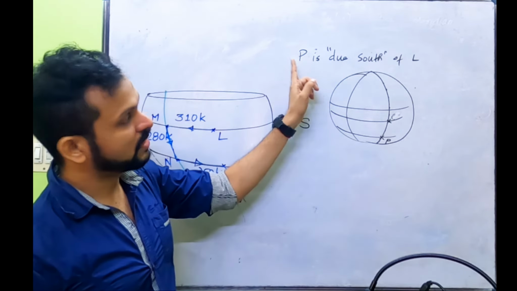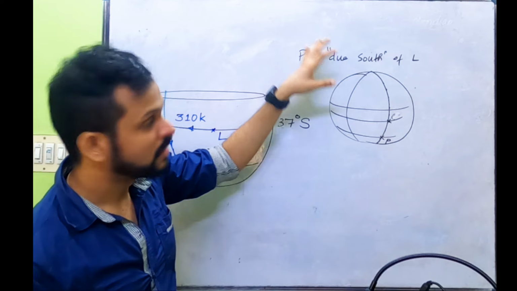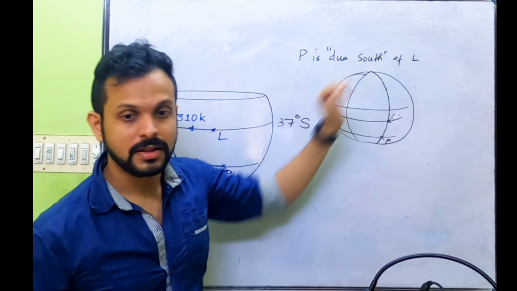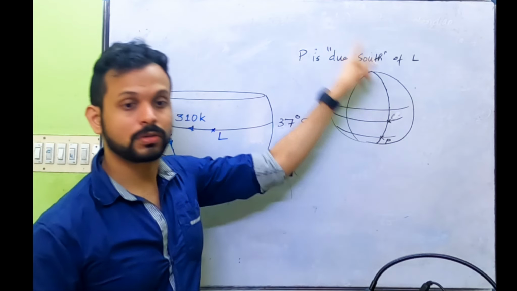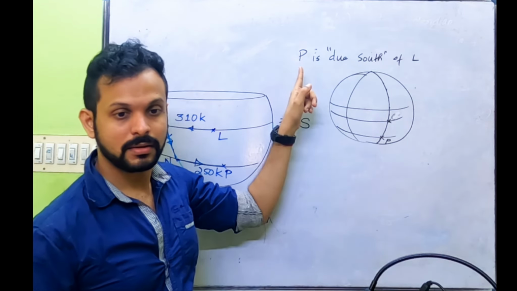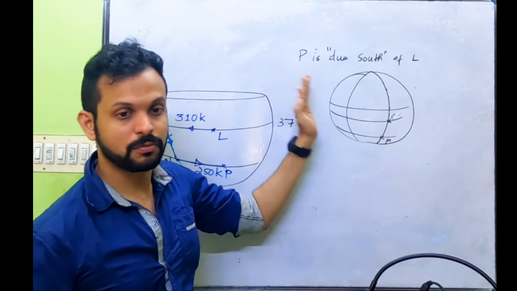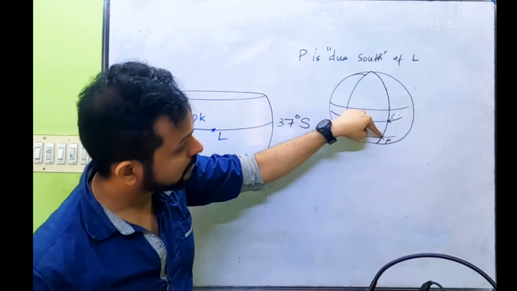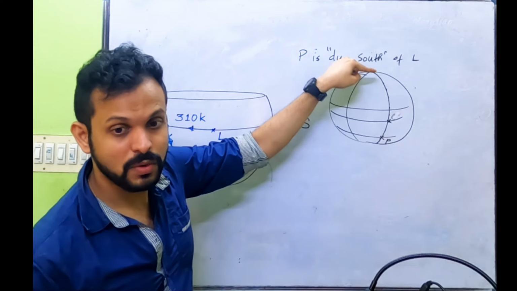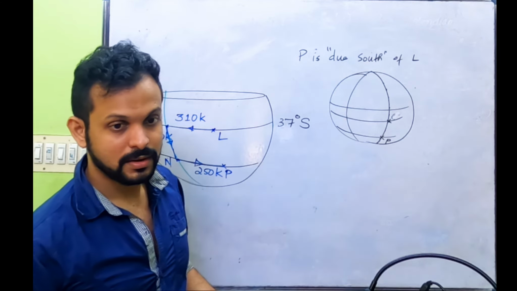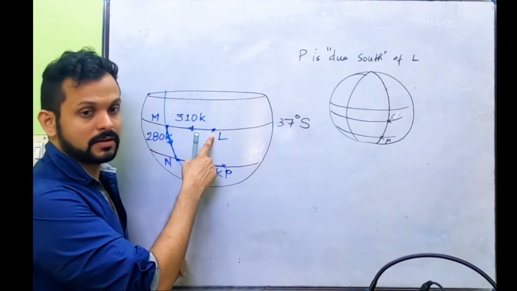So now read the statement again. Understand the English there. P is due south of L, so L is due north of P. Correct? If P is south of L, L is north of P. So where should I mark L? L is somewhere on the same meridian but towards the north of P. Right? So we have the L already here.